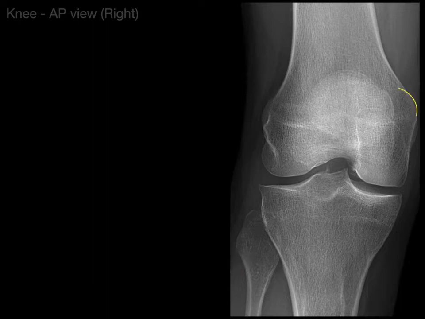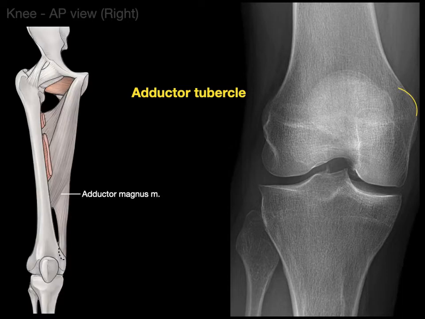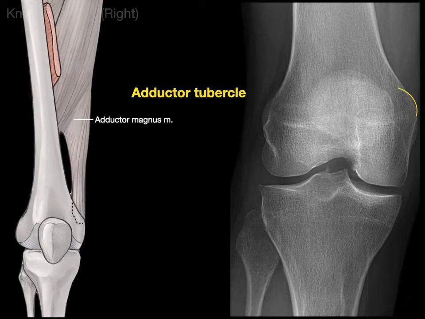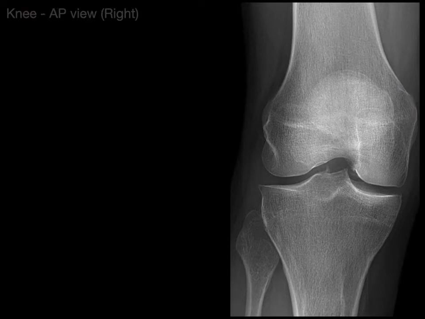This little bump right there, that is the adductor tubercle. And the adductor tubercle is part of the adductor magnus muscle, where right there is the attachment for the adductor magnus. This structure right there, that is the medial femoral condyle, which is a knuckle, part of the bicondylar joint of the two condyles of the femur. That is the medial one.